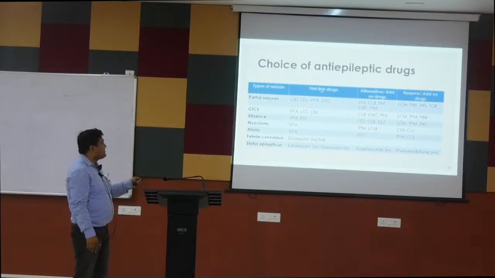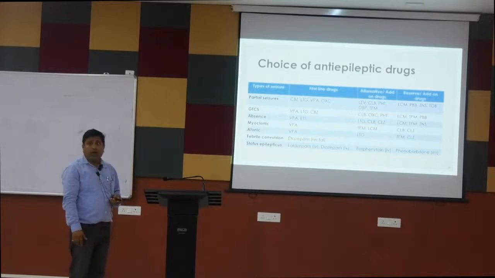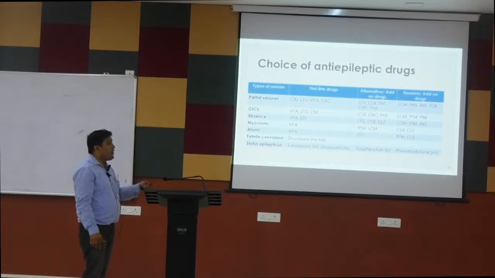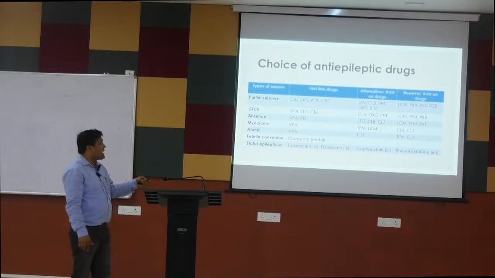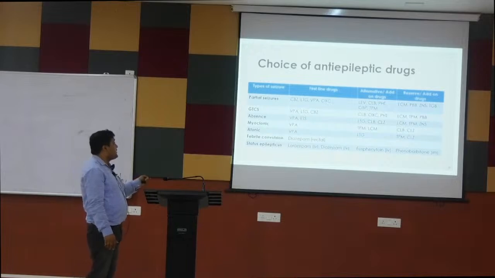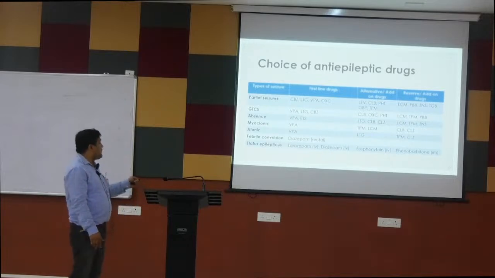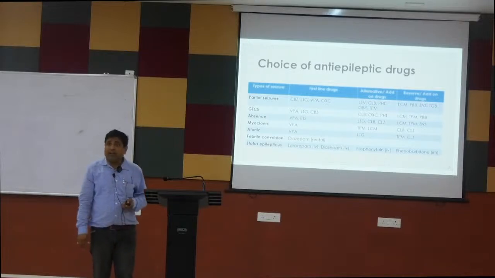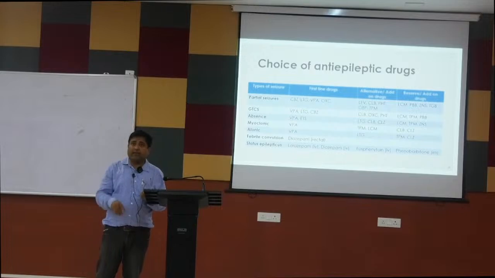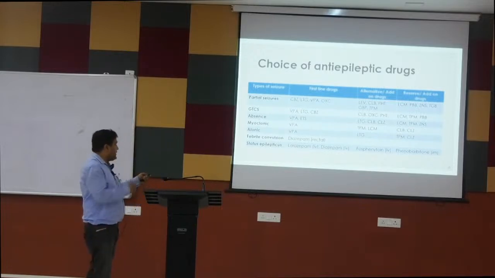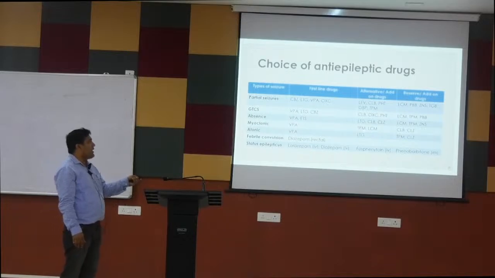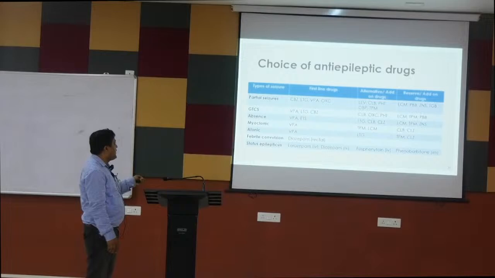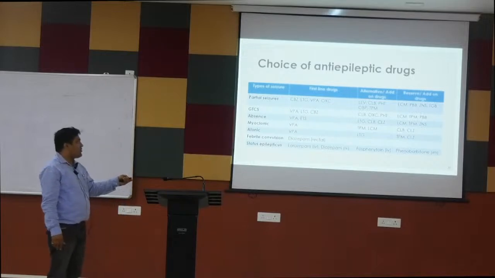Now, these are some of the choice of anti-epileptic drugs. Like in case of partial seizure, the first line drugs are carbamazepine, valproic acid, lamotrigine, oxcarbazepine. Alternative drugs are levetiracetam, vigabatrin, phenytoin, gabapentin, topiramate. In case of generalized tonic-clonic seizure, valproic acid, lamotrigine, carbamazepine. Absence seizure, valproic acid, ethosuximide. Although the drug of choice in absence seizure is valproic acid. Myoclonic seizure, valproic acid, alternative drugs are topiramate and levetiracetam, and lacosamide.